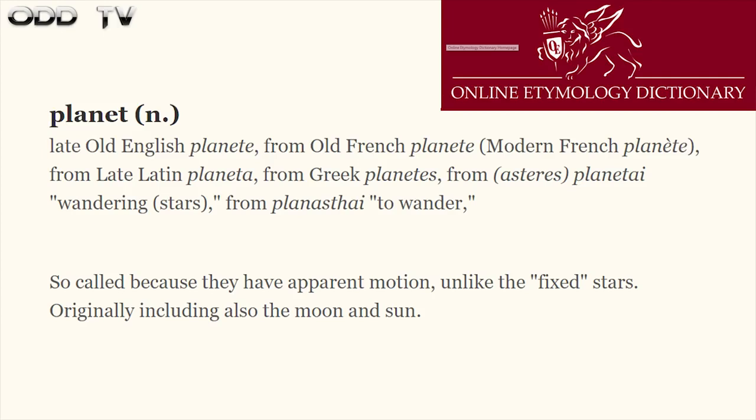Let's have a look at the etymology of the word. This is from the online etymology dictionary. Wandering stars. See, that's what you need to pay attention to. Wandering stars. That's what these were called, planets. And we weren't considered a wandering star. Now let's keep going. From planetes, to wander, so called because they have apparent motion unlike the fixed stars. Originally included also the sun and moon.